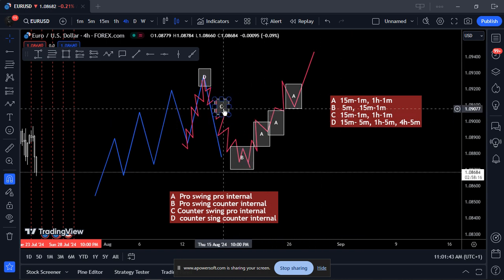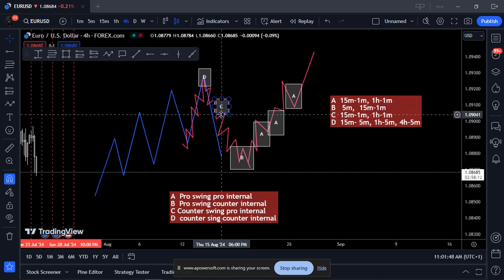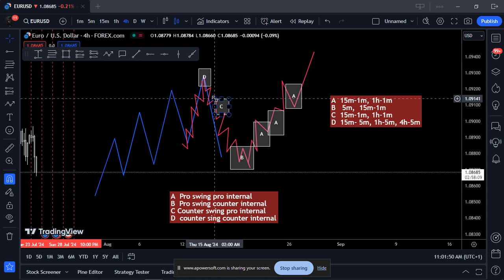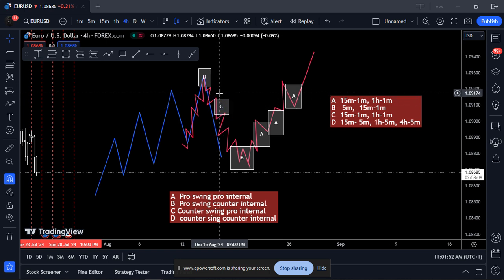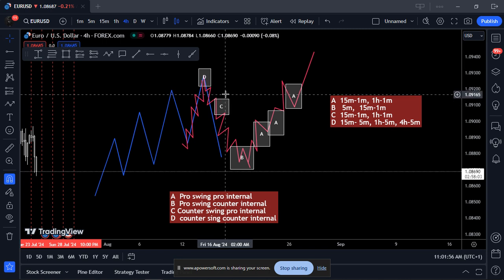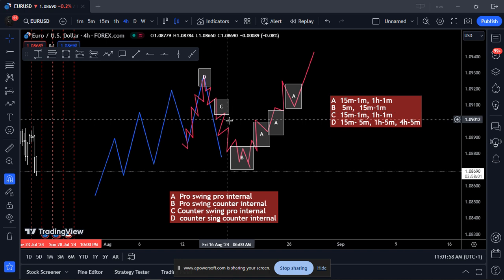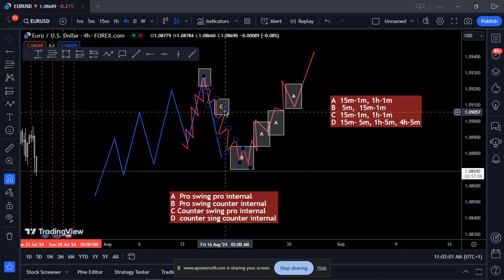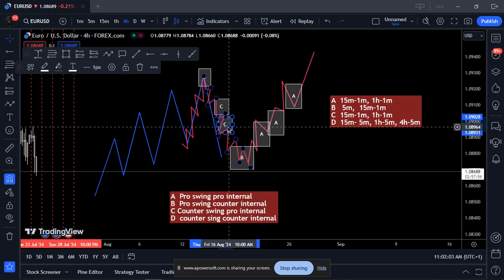Just like A, I can use 15 minutes one, 1 hour one, because 15 minutes falling liquidity will be formed there. After the 1 hour falling liquidity is taken, I look for a 1 minute and trade it. A 15 minutes falling liquidity forms again. You see.